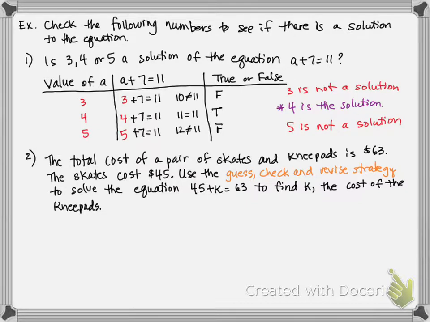All right, so the total cost of a pair of skates and knee pads is $63. Now, me, personally, I need elbow pads, knee pads, and wrist guards because I'm that bad of a skater.